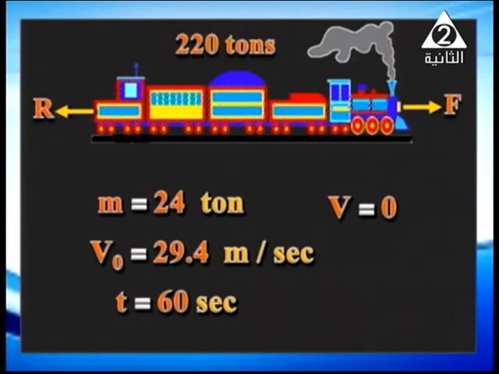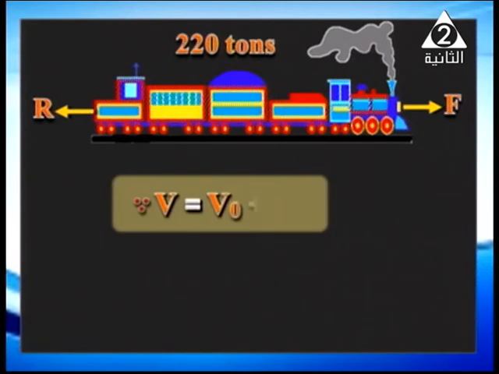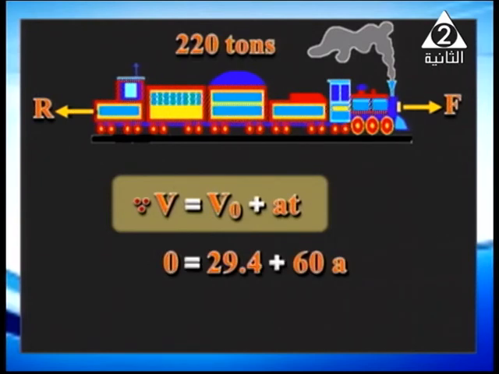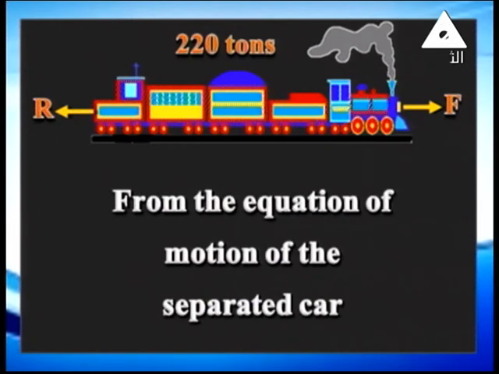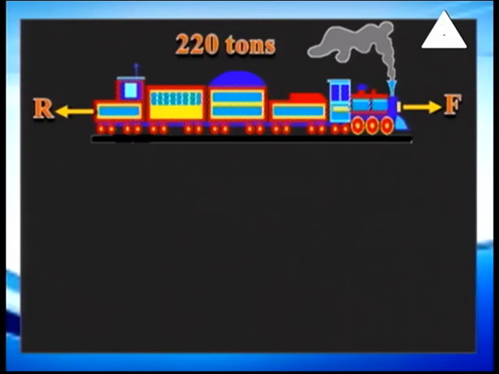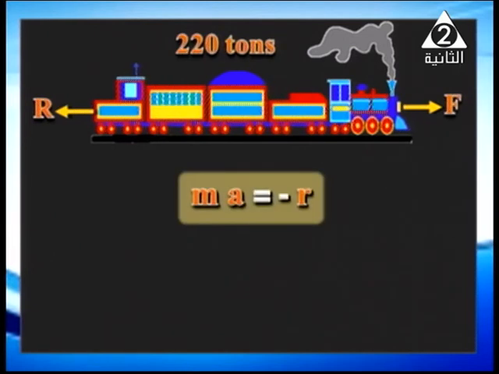Therefore, we use the first equation of motion, v equals v naught plus at, by substitution to find the value of a equals negative 0.49 meter per second square. From the equation of motion of the separated car, ma equals F. What is F? Negative R. F equals R, but in the opposite direction.